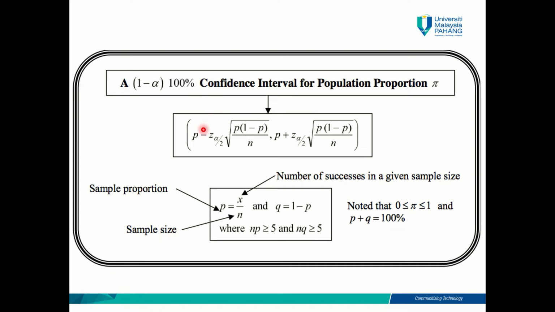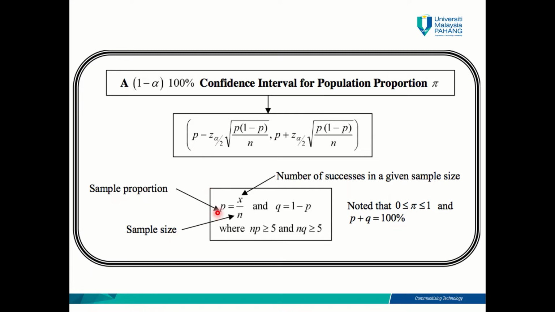This is the formula. P minus Z critical value, Z alpha over 2, multiplied with the square root of P multiplied by 1 minus P, all of this divided by N. So that is your lower boundary formula, and for the upper boundary it's actually the same thing, but you just have to do addition instead of subtraction.